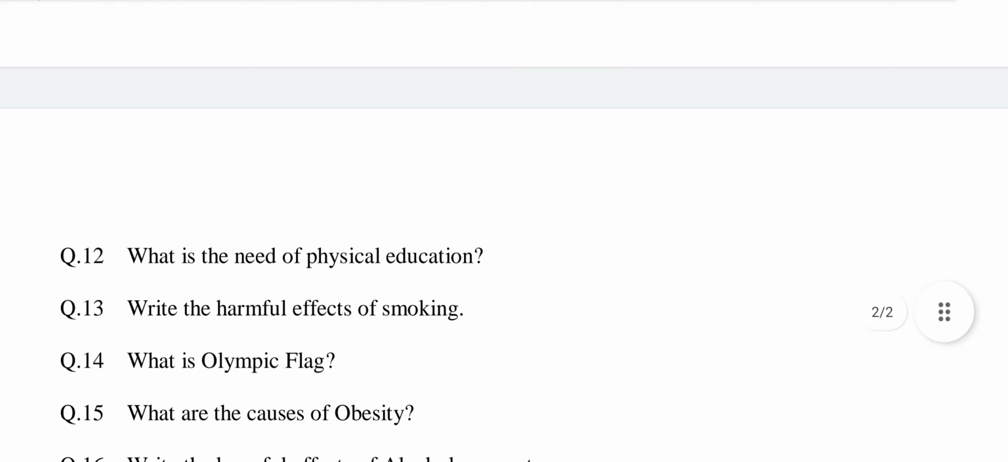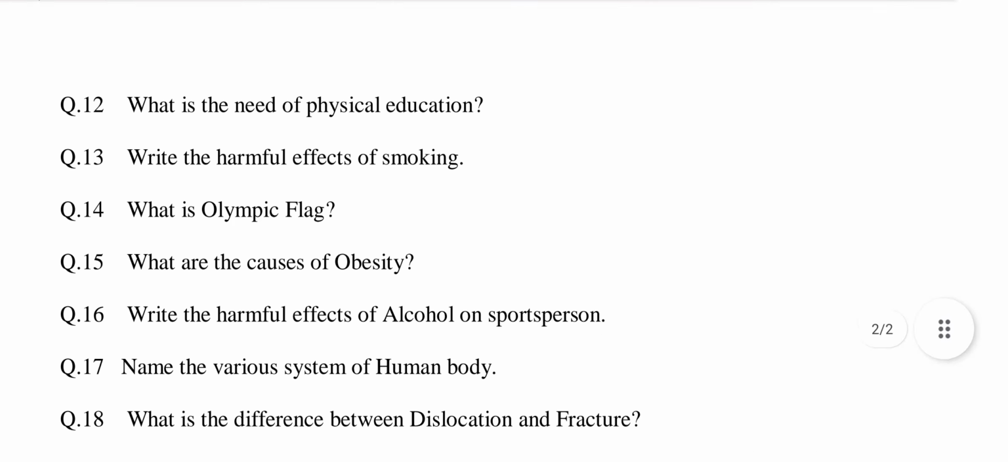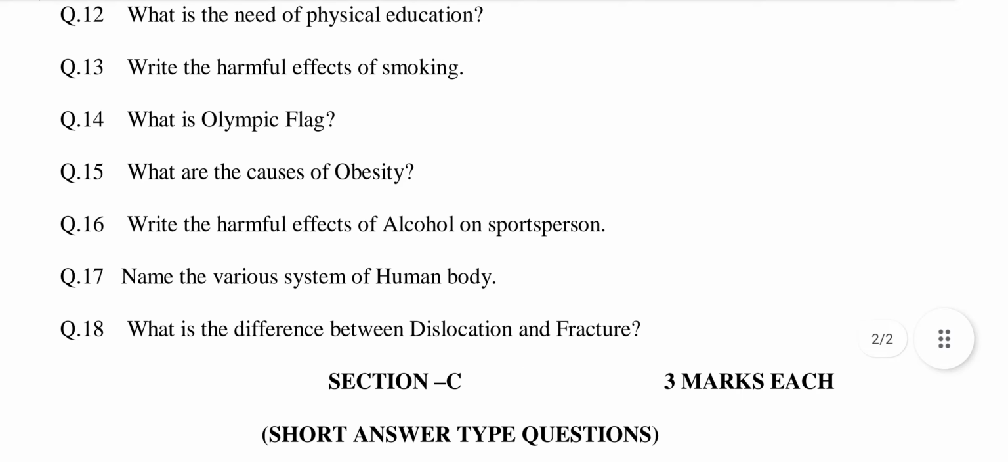Question number 12. What is the need of physical education? This question is related to chapter number 1, concept of physical education. The answer may be: the needs of physical education are as listed. Number 1, promotes sportsmanship. Second, cultural development. Third, character development. Fourth, emotional development. Fifth, growth and development. Explain all these points in 2 to 3 lines.